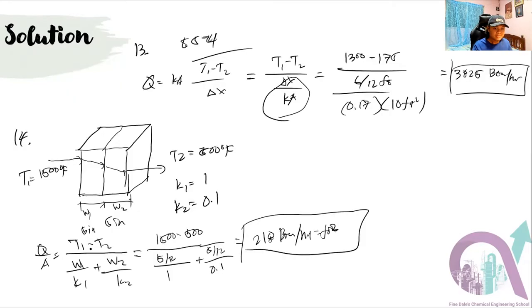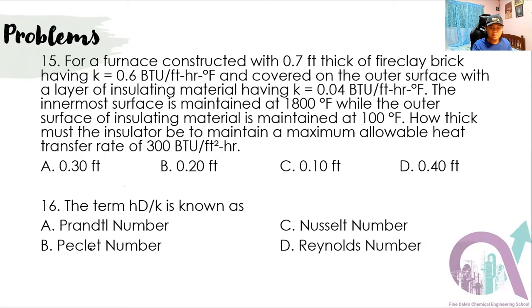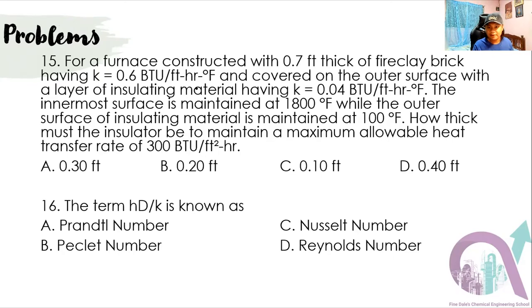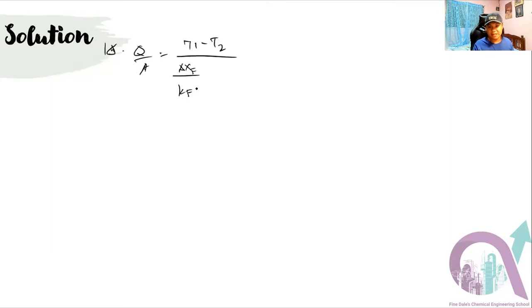So number 15, it's similar. I'm just going to write the equation first, so that you will understand. So you have xf and then you have kf. What's the f? Well, it's firebrick, and then you have I for the insulation, so you have XI for the insulation and then KI for the insulation.